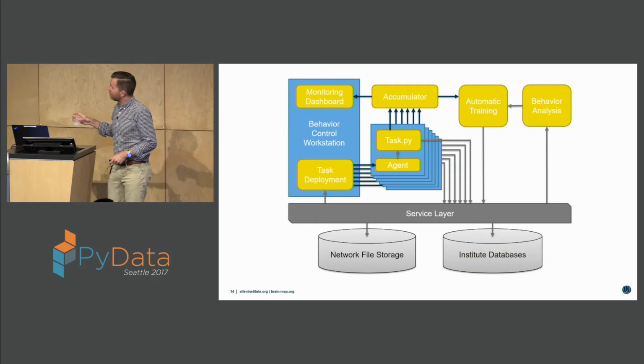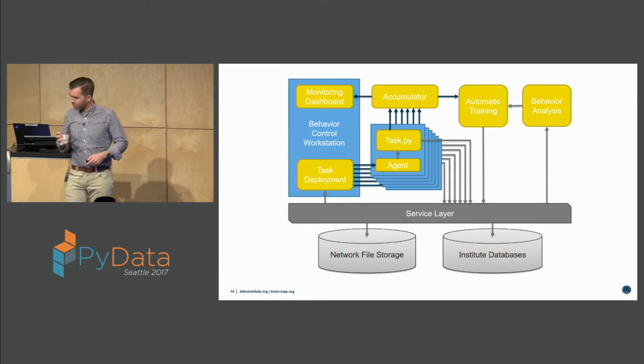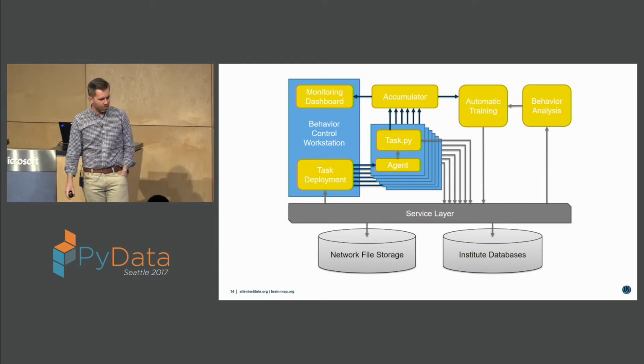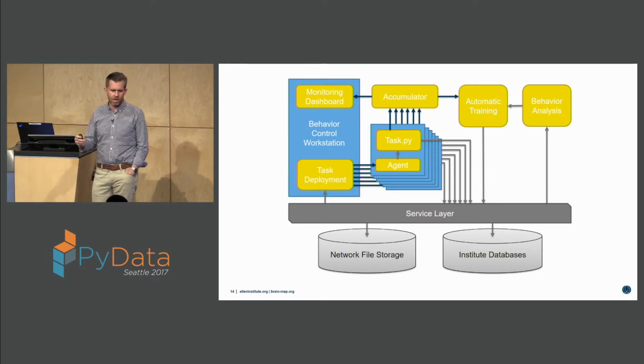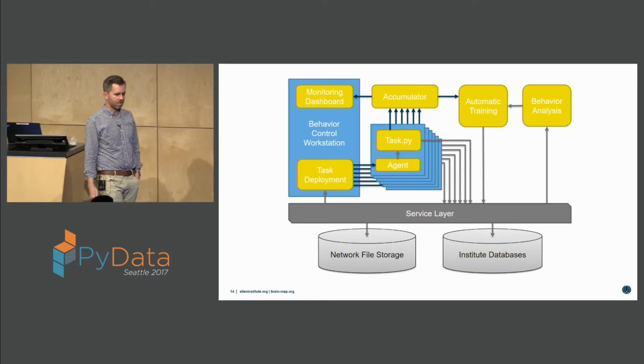So here's my overview slide, and I'm going to drill into these shortly, of our software architecture. So effectively down here at the bottom, we have our file storage, files and databases. We have a service layer that helps to mediate our interactions with these. The big blue box up on the left there is our behavior control workstation, which is where the primary point of interaction with trainers is. And then the other blue boxes are other containers, and I'm going to go through and talk about what all of these are.